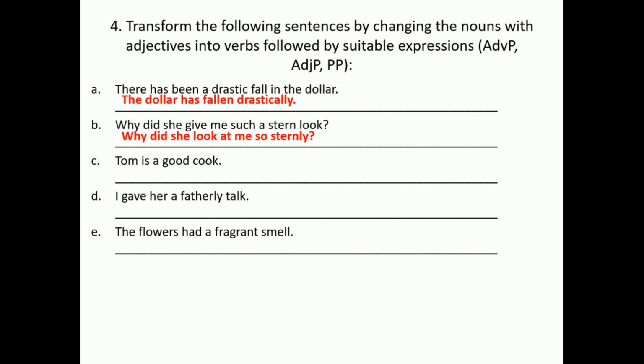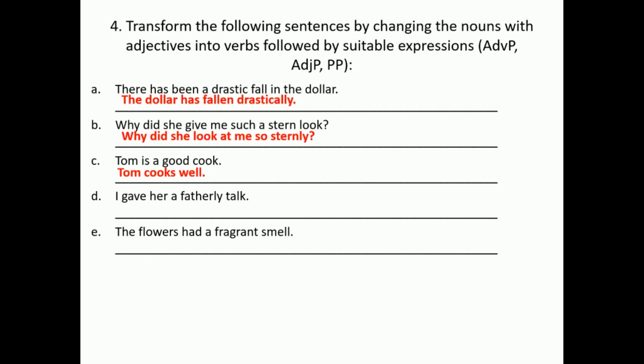Tom is a good cook, so Tom cooks well. The key here is to shift to an adverb, of course, from the adjective. I gave her a fatherly talk. Fatherly can only be an adjective, so this is only a small group of ly words which look like adverbs but are actually adjectives.